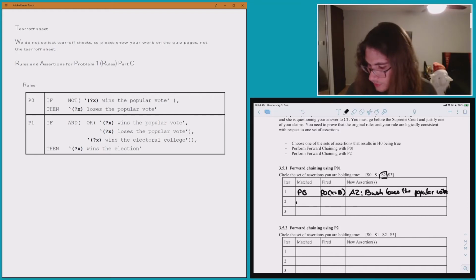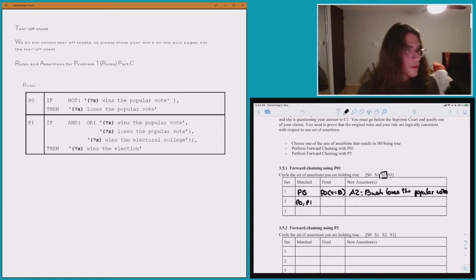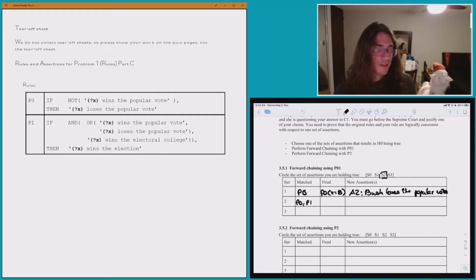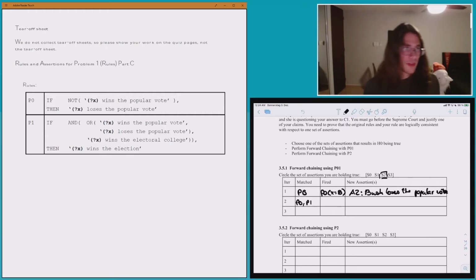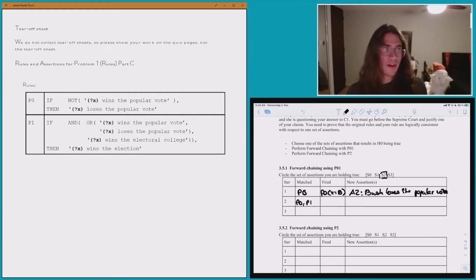Then I get P0 and P1 matching, because now the OR inside of P1 is matched, and that also matches, or makes the outer AND match. So now P1 can fire with X equal to B again, and I get A3: Bush wins the election.